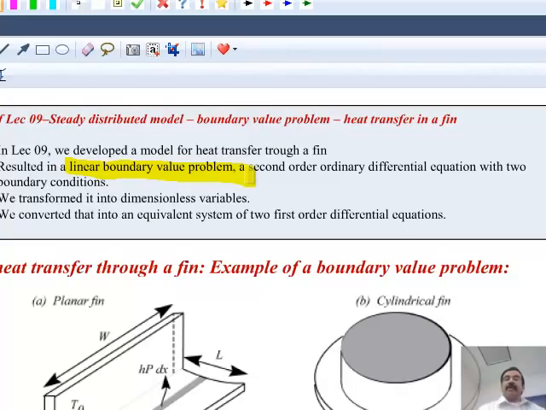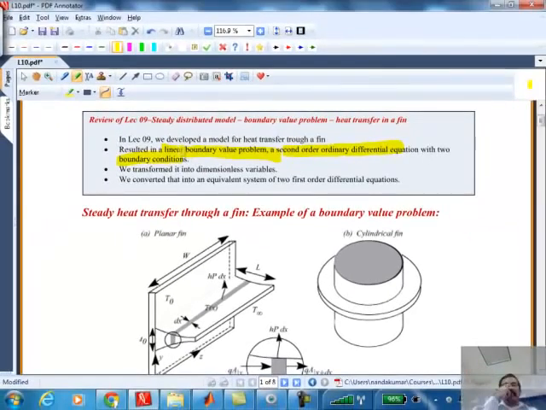It turned out to be a second order ordinary differential equation with two boundary conditions. So second order, two boundary conditions. If it's a third order, you'll have three boundary conditions. You should be able to distinguish between a boundary value problem and an initial value problem. I'll reinforce that with a few examples today again.